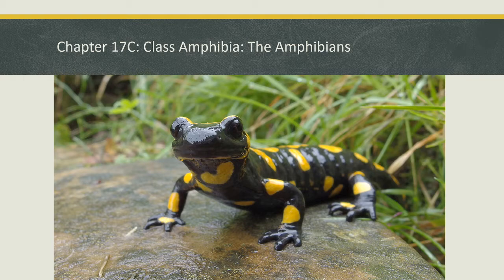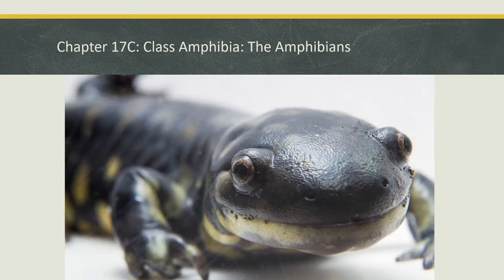Look at how wet the skin looks. That's one of the things that characterizes a lot of the amphibians, is even when they're living on the land, they tend to have very moist skin. And same kind of salamander. A lot of amphibians just look like they have these big smiles permanently, and their eyes kind of bugging out like that.